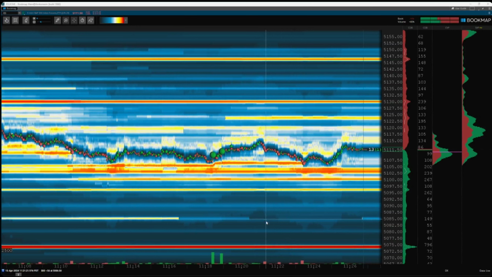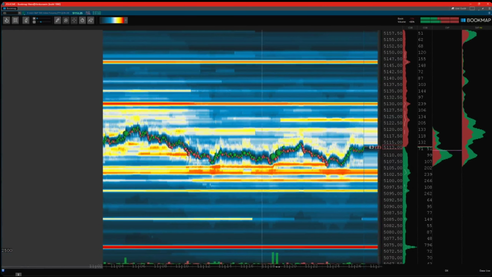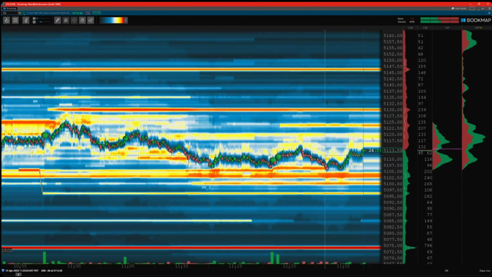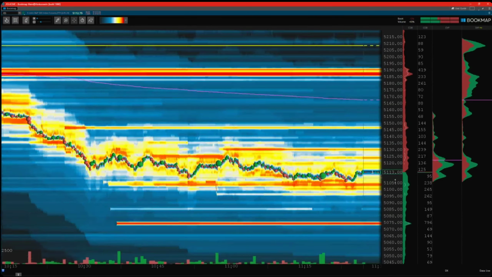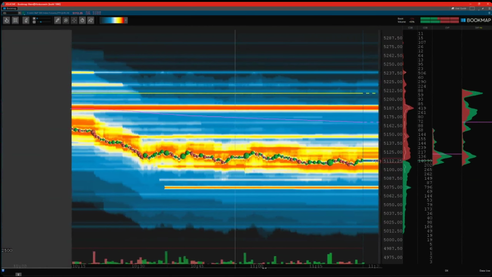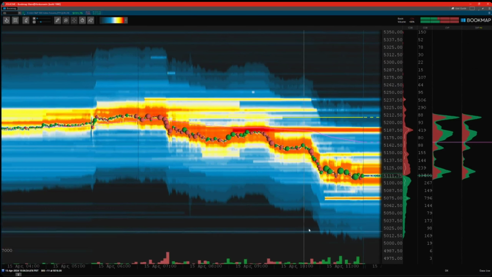Check it out. This is Bookmap on ThinkorSwim. All right. Now, how I interpret these levels on here. Okay, so here, let's start from, go back a little bit this morning real fast.